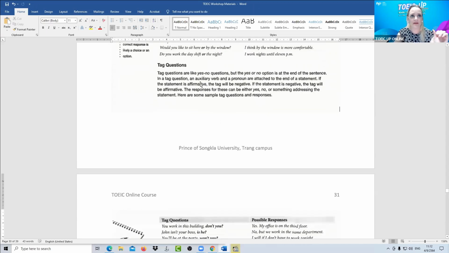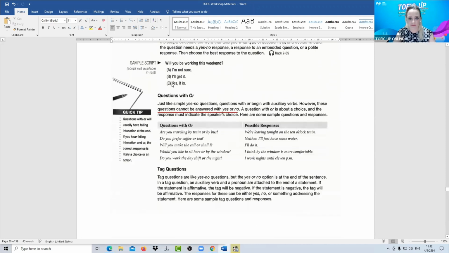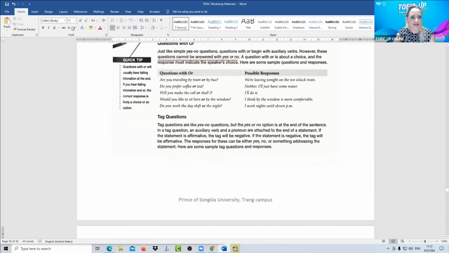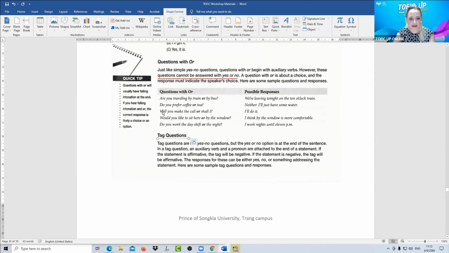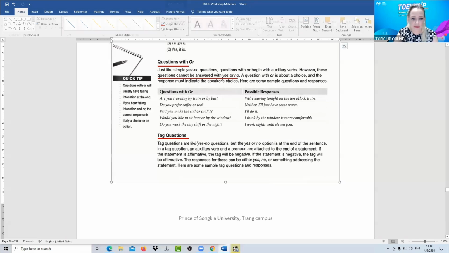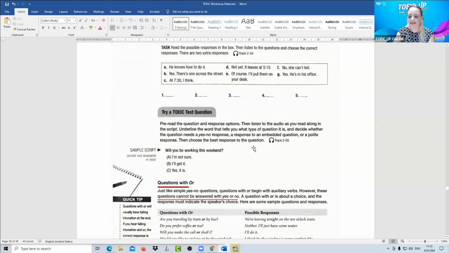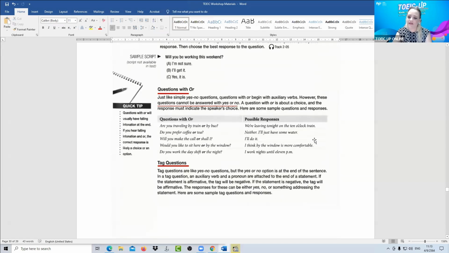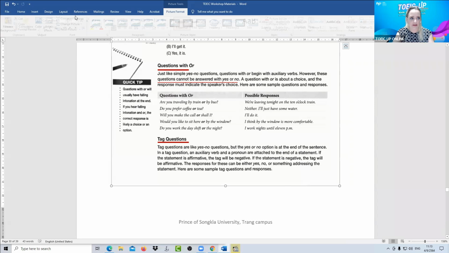Okay, and that was the third type of question. The fourth type of question is tag questions. So tag questions, the question is usually at the end of the sentence. So we'll have a look at that. Okay, so the fourth type of question, tag questions. Tag questions are like yes or no questions, but the yes or no option is at the end of the sentence. That's what makes it different. It's at the end of the sentence.